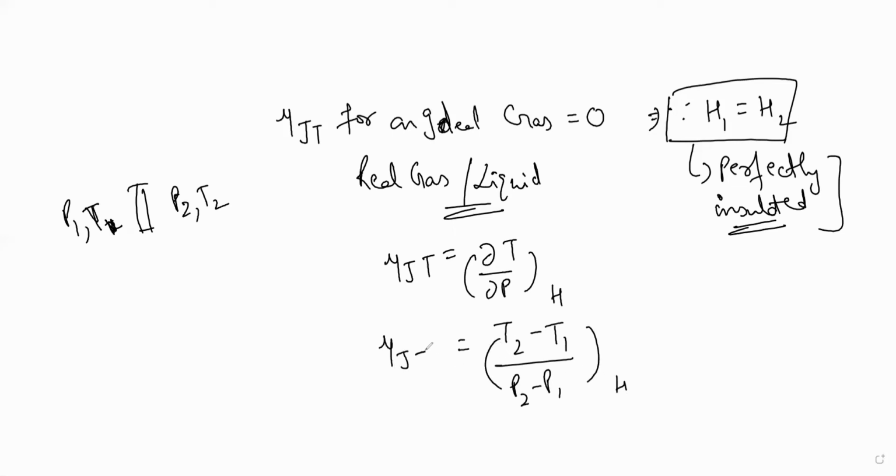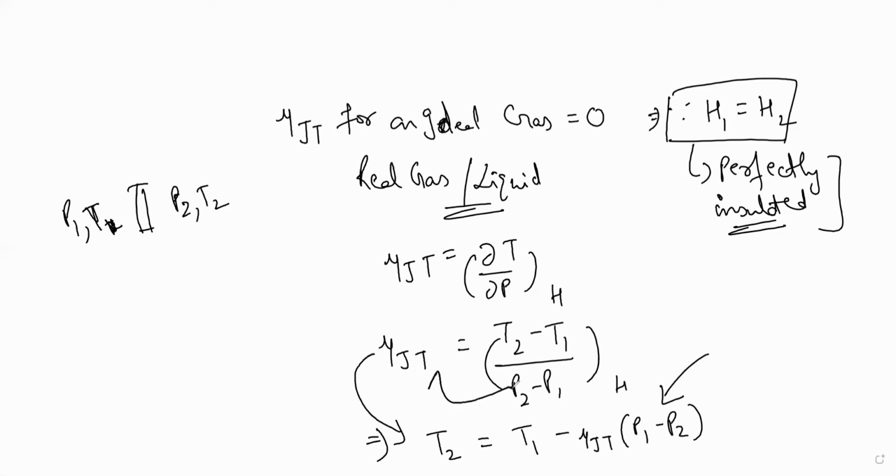This is mu JT. So what will be the value of T2 if I take it? T2 under calculation will give us T1 minus mu JT times (P1 minus P2). Why have I written P1 minus P2 instead of P2 minus P1? I have achieved this by multiplying P2 minus P1 on the left hand side.